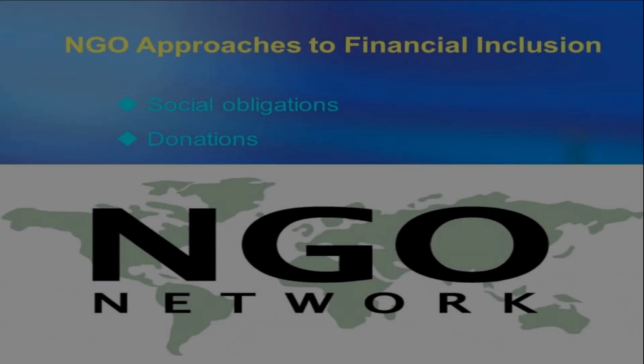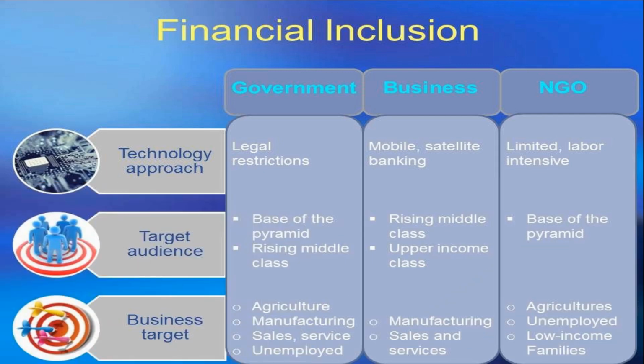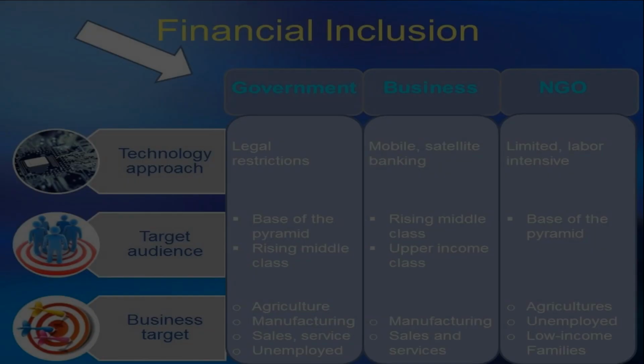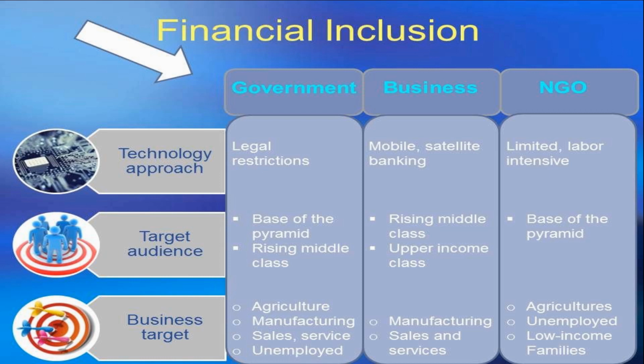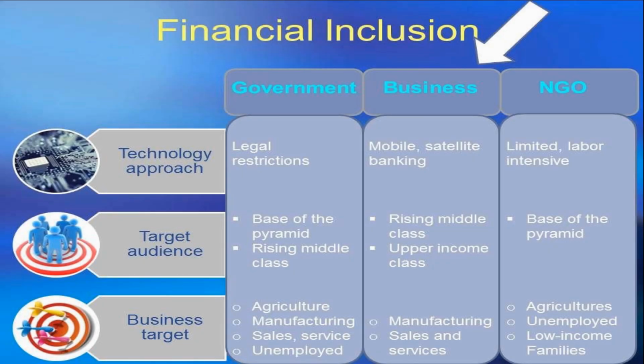obligations and donations. Government, business, and NGOs are all financial inclusion providers, but the strategies they are using are totally different. The government wants to apply the policy to all the citizens. However, business is more focused on getting profit from their customers. An NGO pays much attention to people who live at the base of the pyramid.